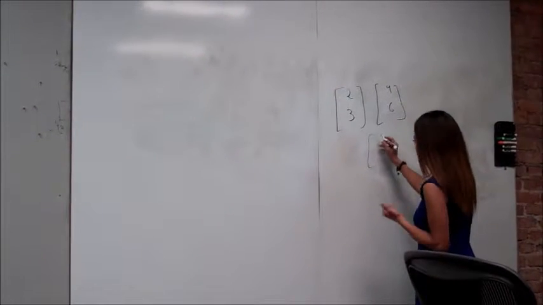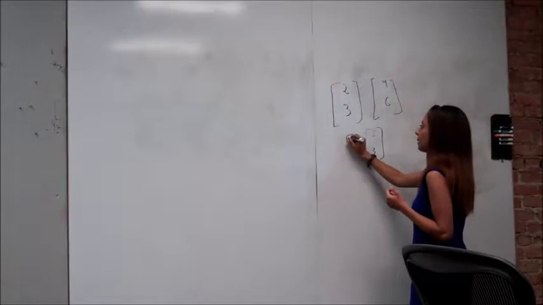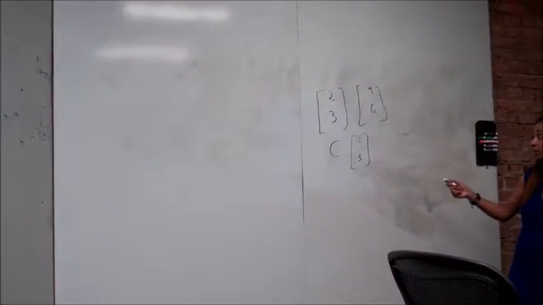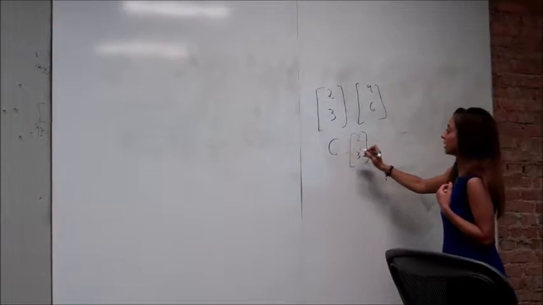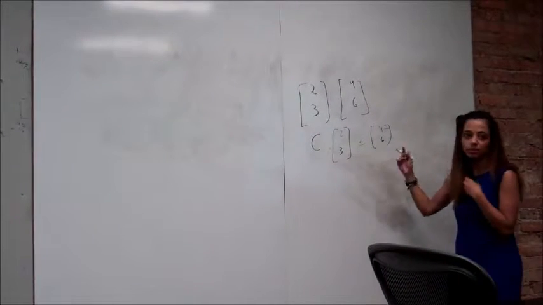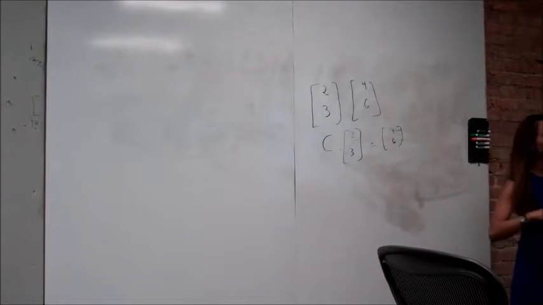I can do 2 and 3, and then multiply by a constant c. In this case, the constant c is 2, so you will get the matrix 4 and 6 again. So that's what linearly independent is. You can represent one matrix in terms of the other.